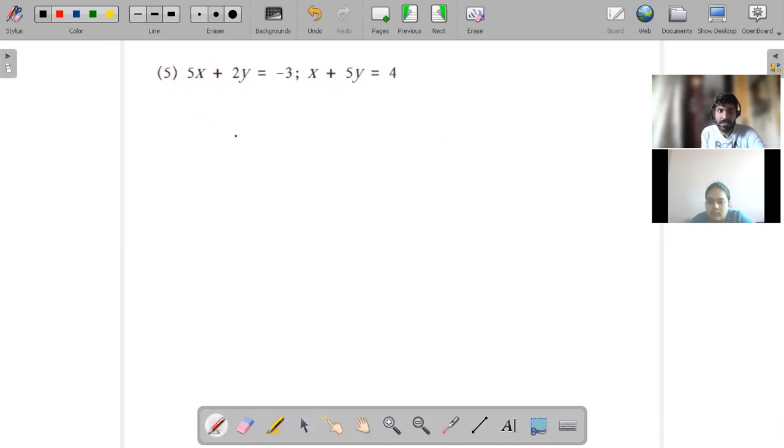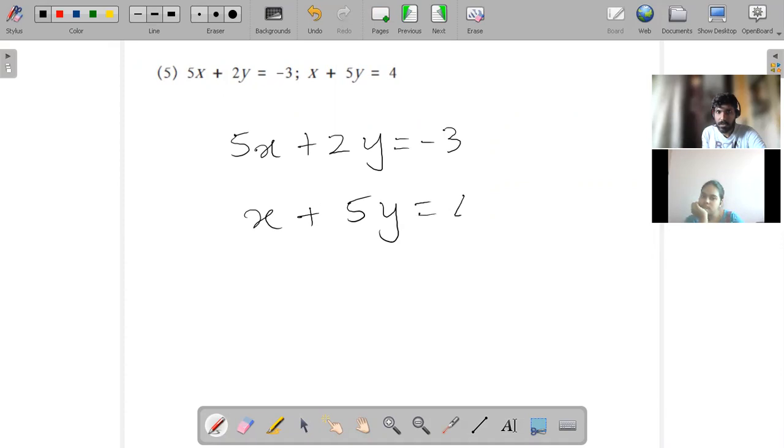So the first equation here is 5x plus 2y equal to -3 and x plus 5y is equal to 4. Okay, you have done mistakes in that. You have done too many mistakes in that. Write this again, okay? Don't write it on the same page, but write it on a new page. First pay attention and understand it, and then write.